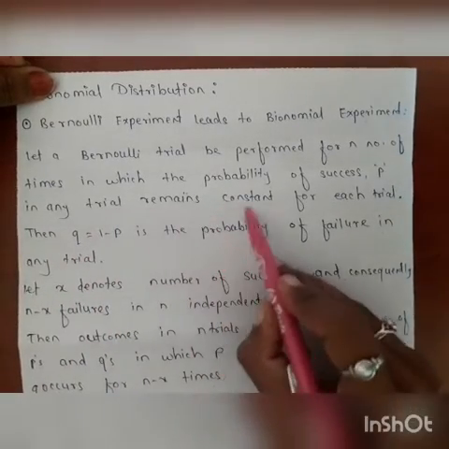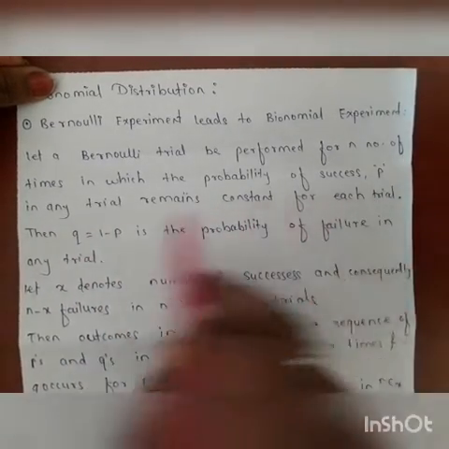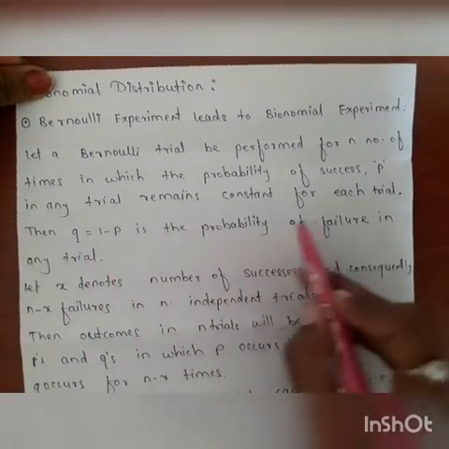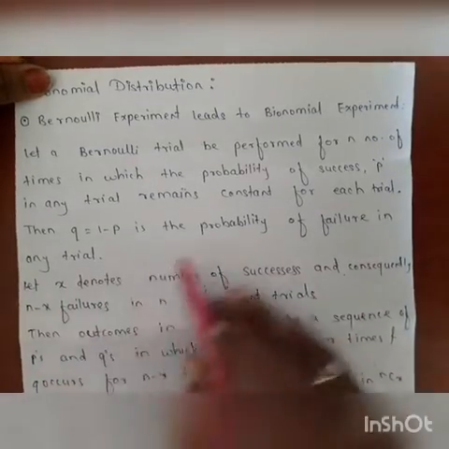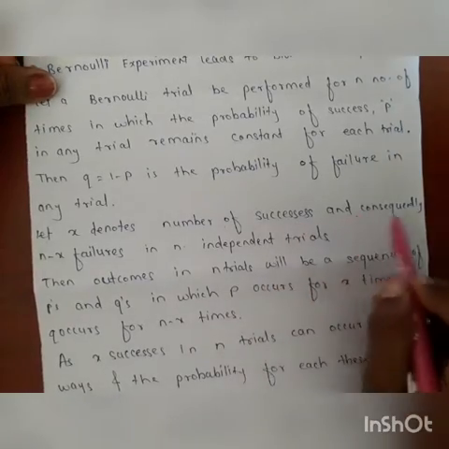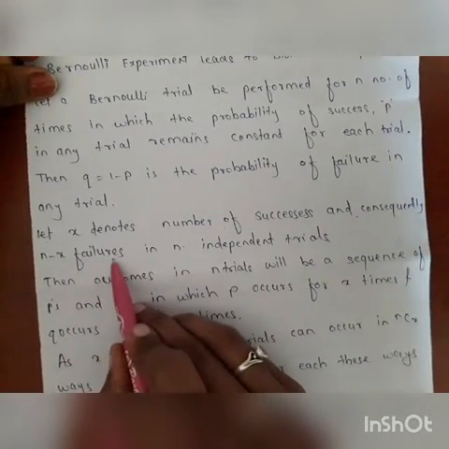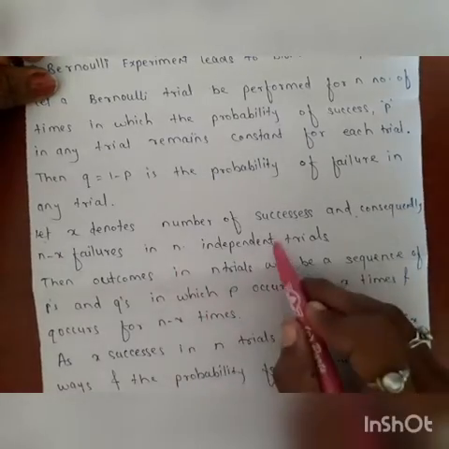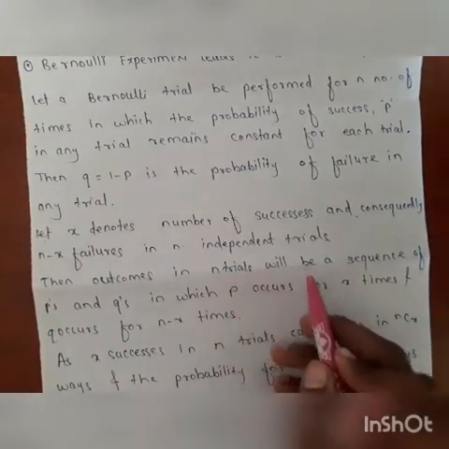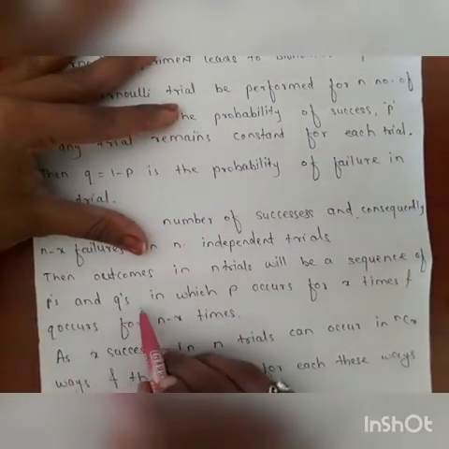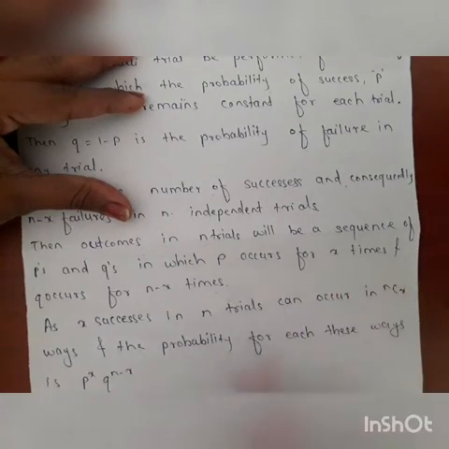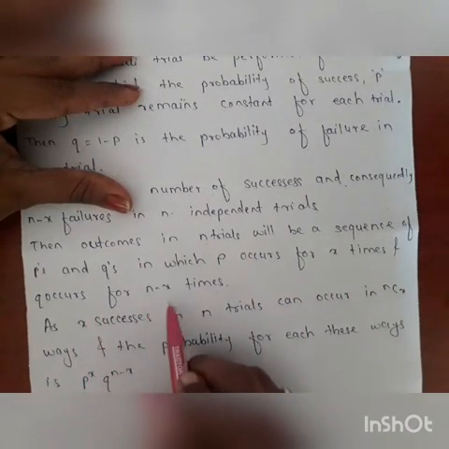trial remains constant for each trial. Then q is equal to 1 minus p is the probability of failure in any trial. Let X denote the number of successes and consequently n minus X denotes failures in n independent trials. Then the outcomes in n trials will be a sequence of p's and q's in which p occurs X times and q occurs n minus X times.